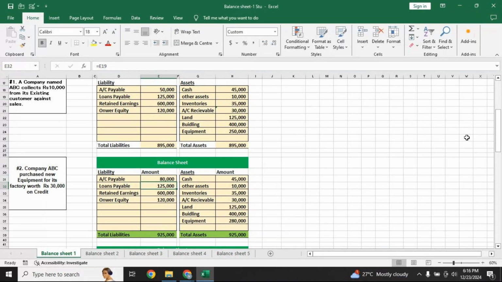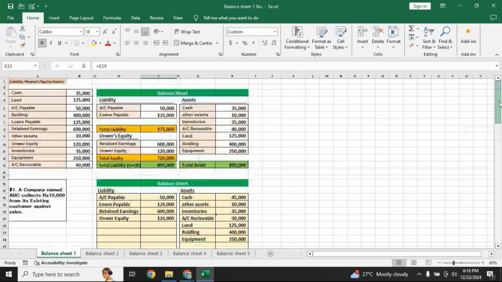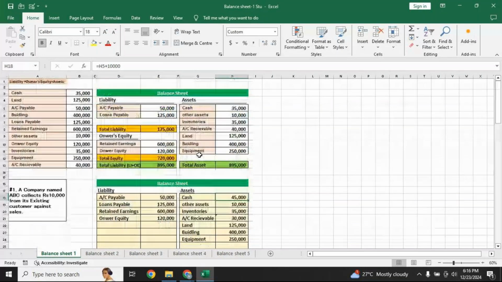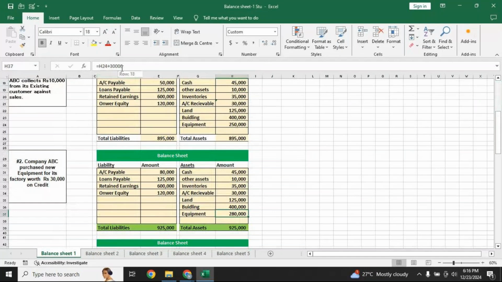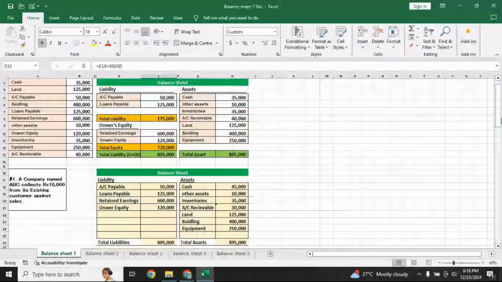I wanted you people to try with these three. First add the line items, then make whatever changes are mentioned. In the first one, account receivable will be minus 10,000, cash I will be receiving plus 10,000. And in the third one, I am buying the equipment, so equipment will get added with 30,000, where I'm going to pay on credit. I'll be paying it later, so account payable will get added with 30,000. I wanted you people to solve these three. Any doubts, please ask.